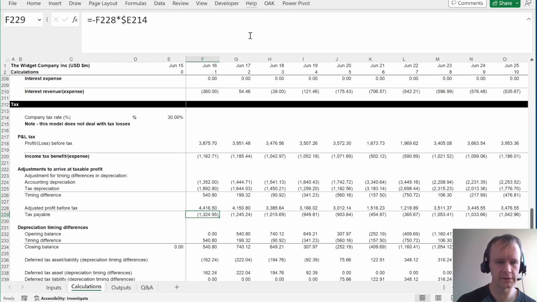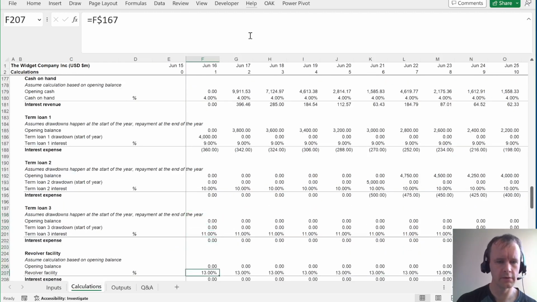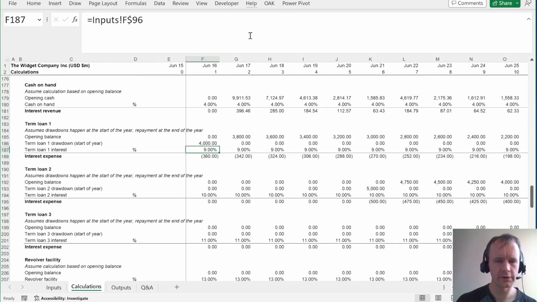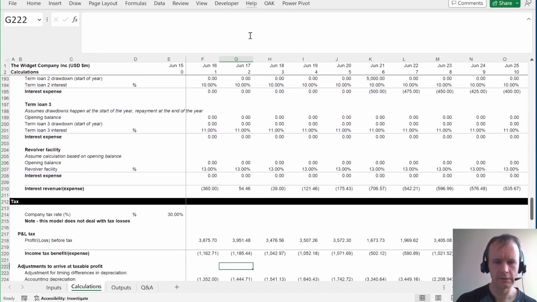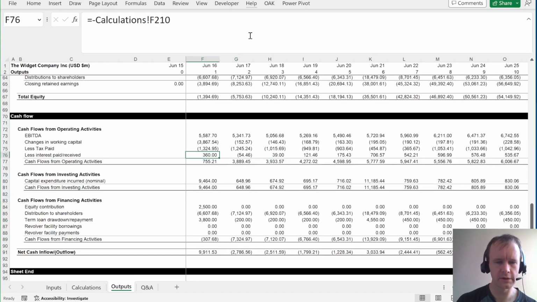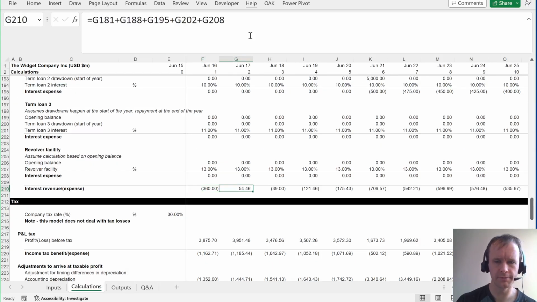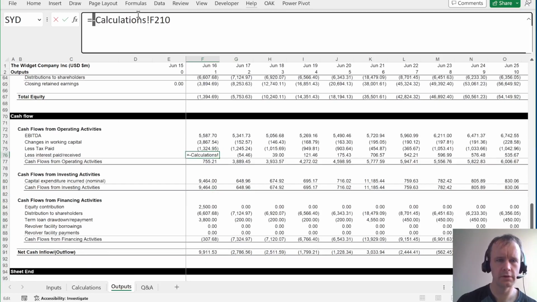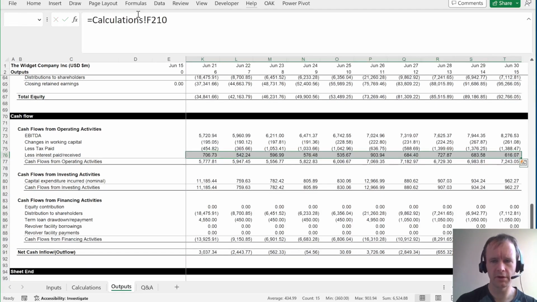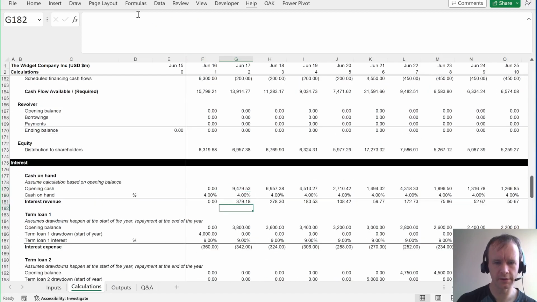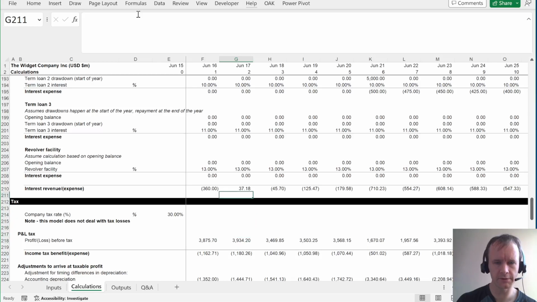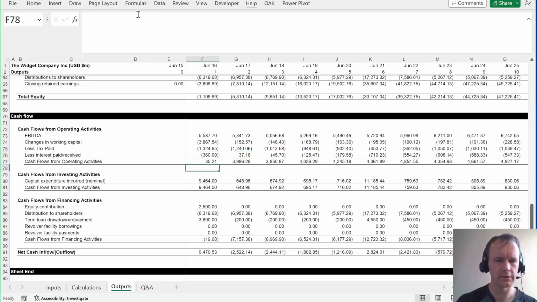Interest paid received, calculations F210. Whoa, lots of different interest things going on here, but okay. So we're paying interest on a term loan. We're receiving interest on cash on hand. But okay, so that 360 is negative. Oh, okay, no, so that's wrong. This should be a negative. And then this year we receive a bunch of interest on our cash on hand, which is a little more than we pay on the term loan, so we end up with a positive cash from interest. Yes, okay, fine.